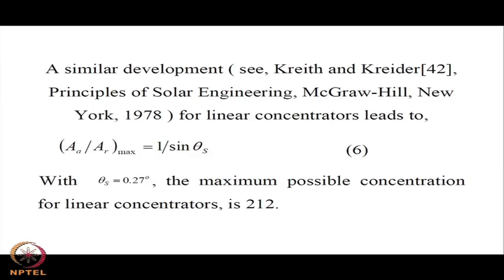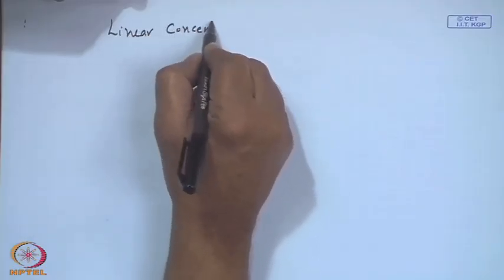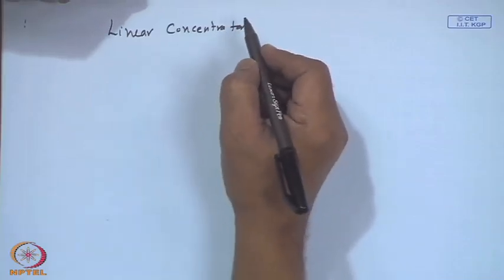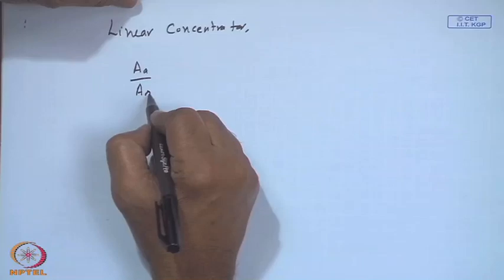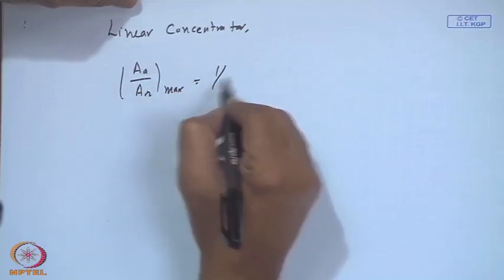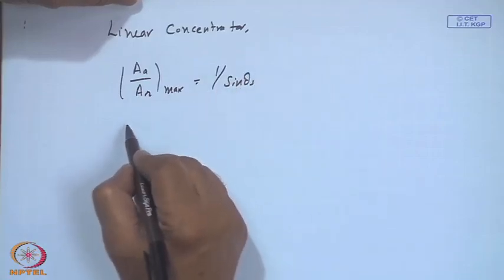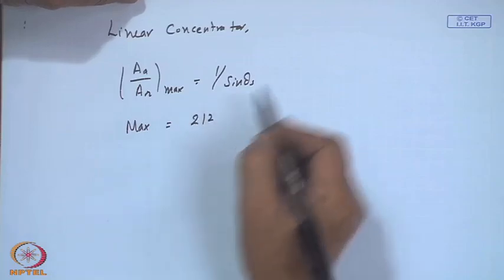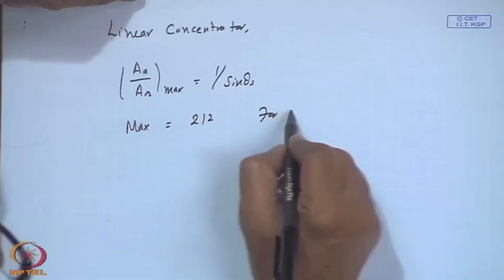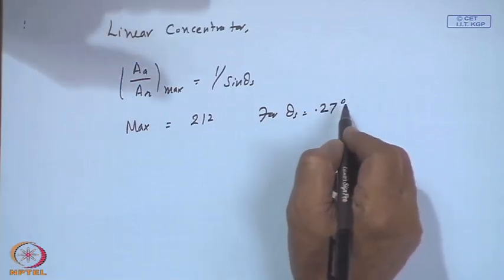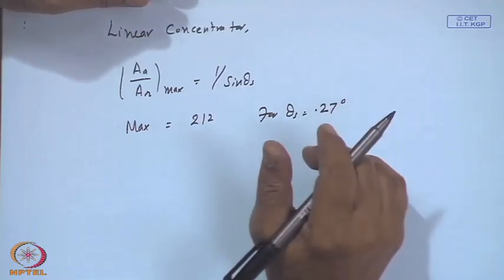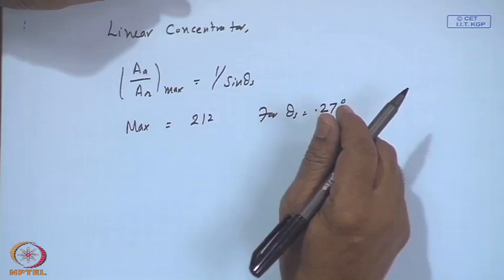If it is a linear concentrator, you can see the textbook by Kreith and Kreider, which is a very well written book, A A upon A R max will be 1 upon sin theta s. That will be equal to 212 if theta s is 0.27 degrees. Though I am writing it as theta s as 0.27 degrees, we have no option. That is the angle the sun subtends at the earth surface. So, you have a possible 45,000 concentration ratio for a circular concentrator and a possible 212 as the maximum for a linear concentrator.